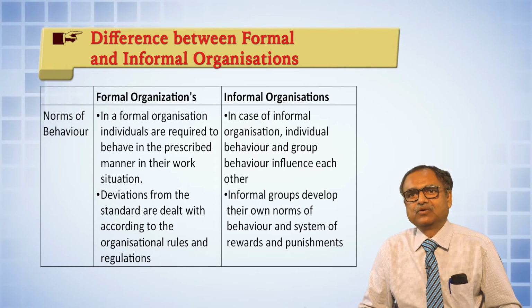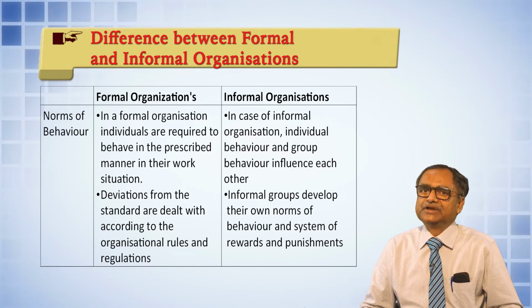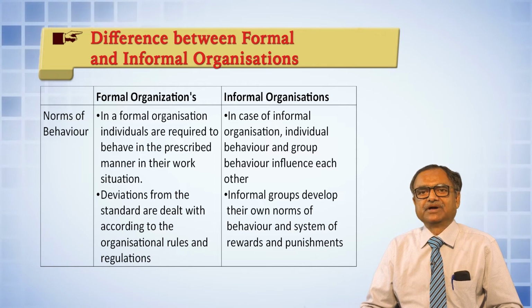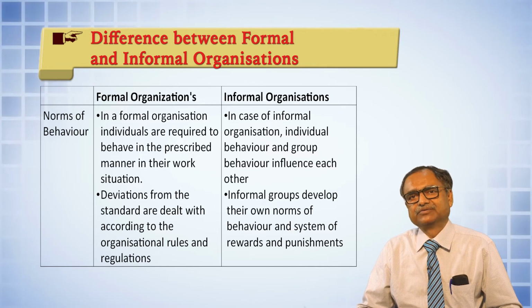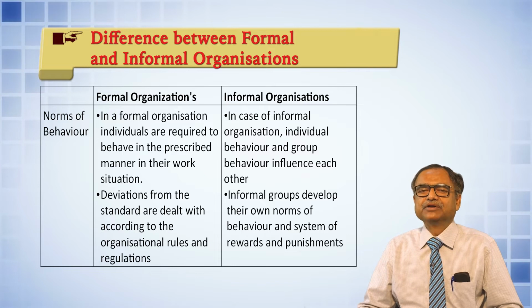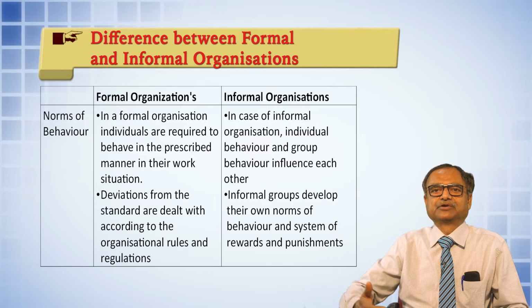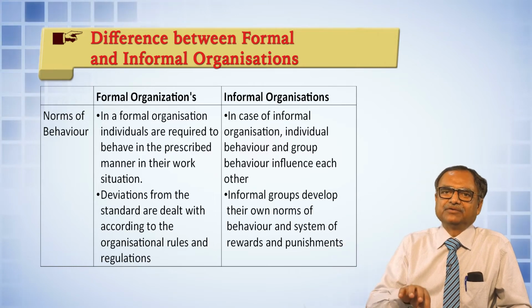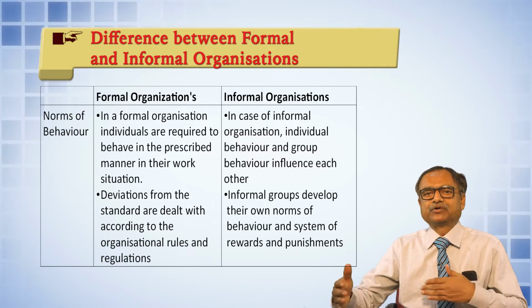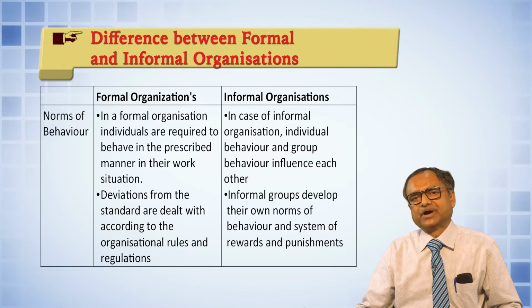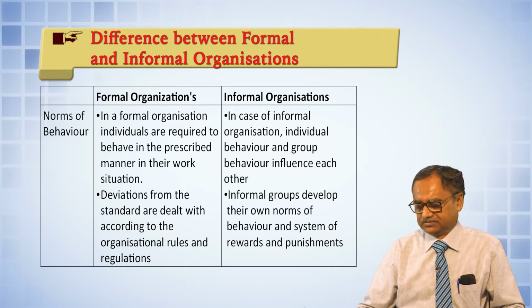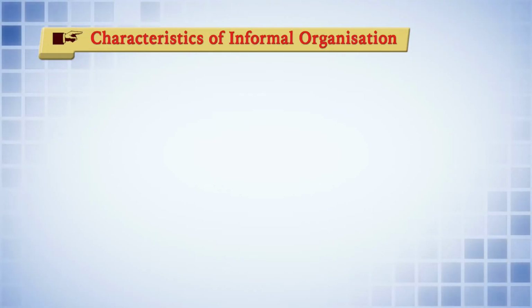In informal organization, groups develop their own norms of behavior and systems of rewards and punishment. What happens here, because it is completely informal, therefore the groups themselves develop some sort of norms where if somebody is not following, what sort of rewards and punishment would be provided to him or her. So you have learnt about the difference between formal and informal organizations. Now let us learn about characteristics of informal organization.